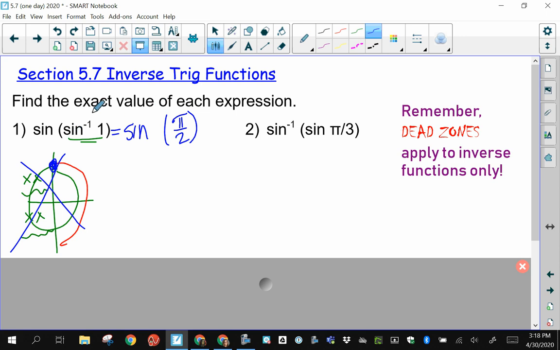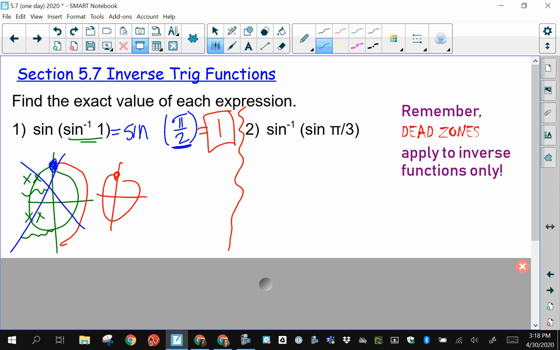I just replaced the parentheses part with pi over 2. And I'm being asked to find the sine of pi over 2. Sine of pi over 2, go figure, is at the top corner of the circle, and that is positive 1. So this is a problem in which the sine and the inverse sine kind of undid each other, and you're left with the original input value. That happens sometimes, not all the time. I'll talk more about that in a little bit.